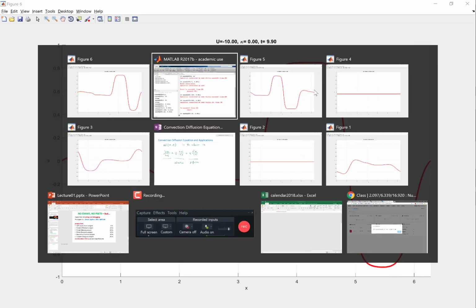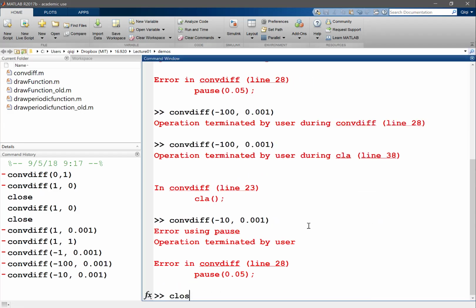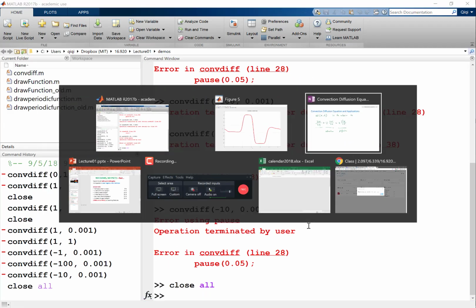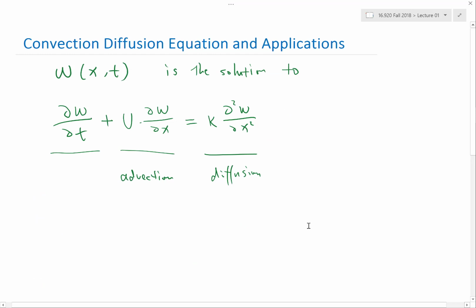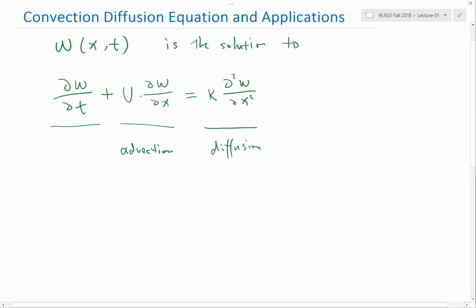Okay, so that's an intuitive understanding of what's going on. But what are the potential applications of this equation? This equation is usually a simplified model of some real physics. So, for example, let's start with fluid mechanics.